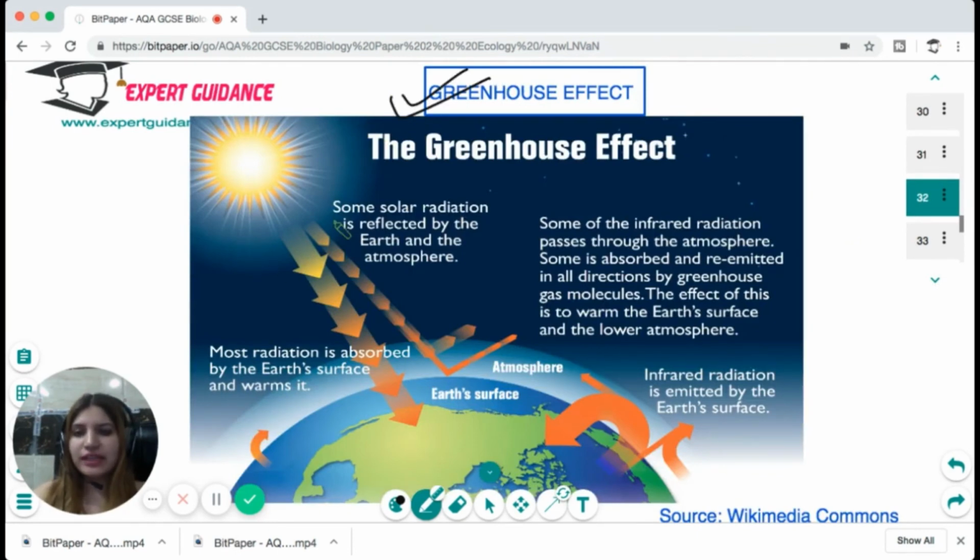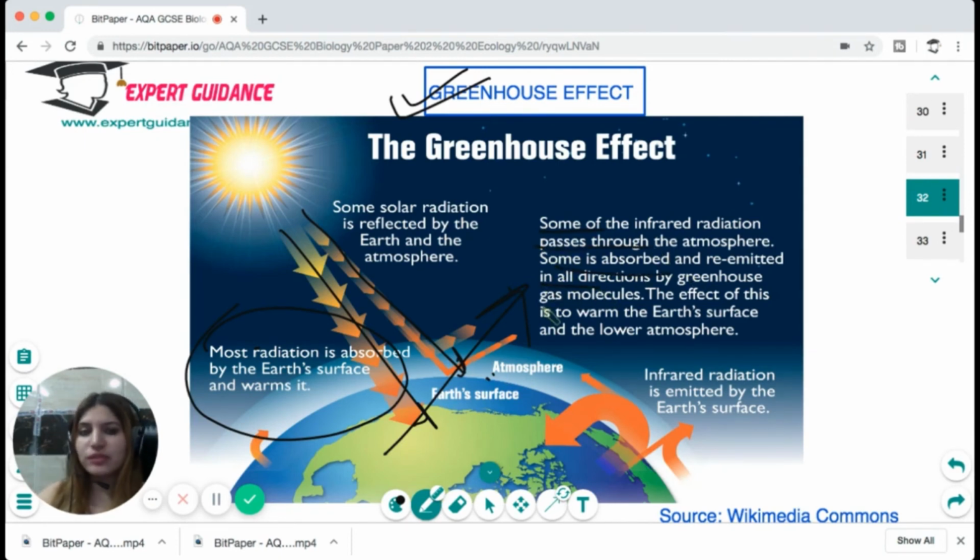Now, if you look at this diagram, the solar radiation comes to the Earth's atmosphere and the Earth reflects it back. Now, most of the radiation is not allowed to reflect back. Some of the infrared radiation passes through the atmosphere, some is absorbed and re-emitted in all directions by greenhouse gas molecules. The effect of this is to warm the Earth's atmosphere and lower atmosphere temperature.